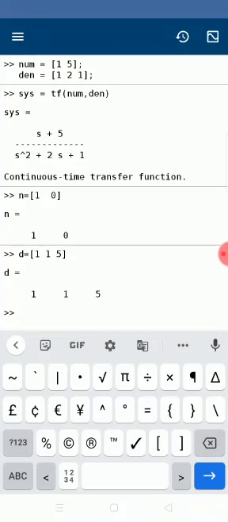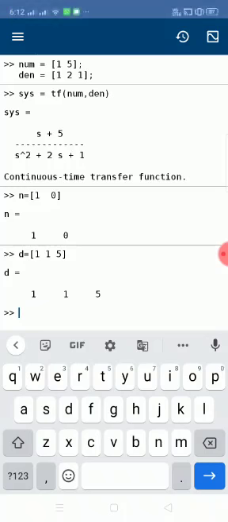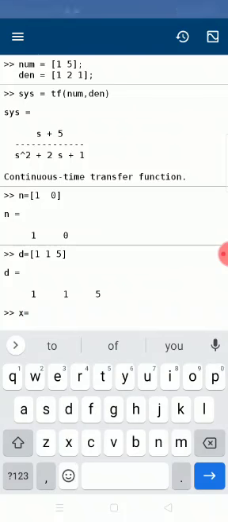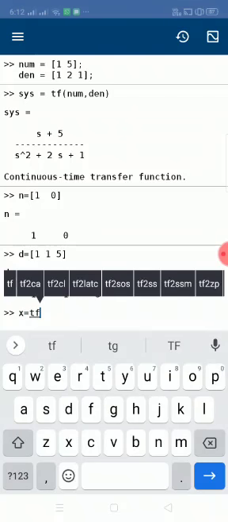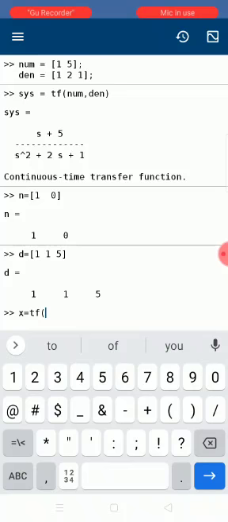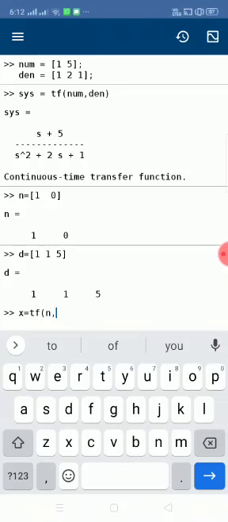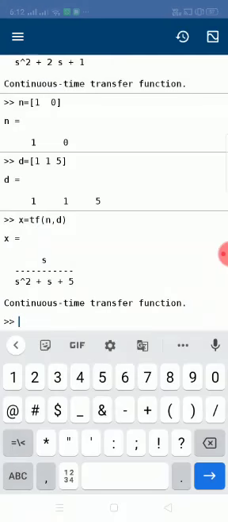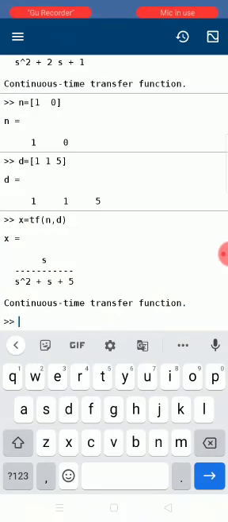Now I can write the transfer function with the help of these polynomial coefficients. Let it be x equal to transfer function TF, write within parenthesis n comma d, n for the numerator polynomial coefficients and d for the denominator polynomial coefficients. Now you can see here this executed the transfer function. The result is the transfer function whose numerator polynomial and denominator polynomial were given.